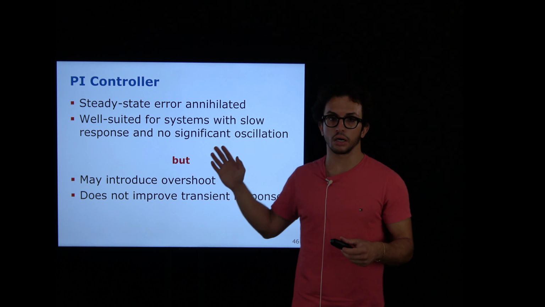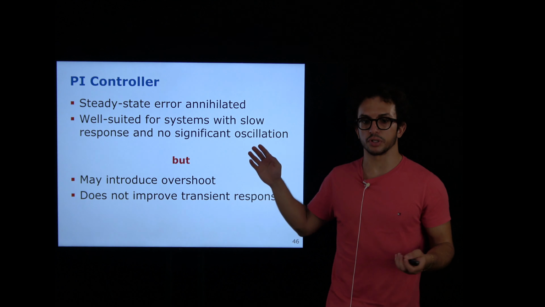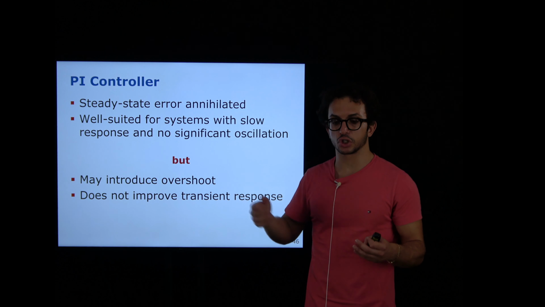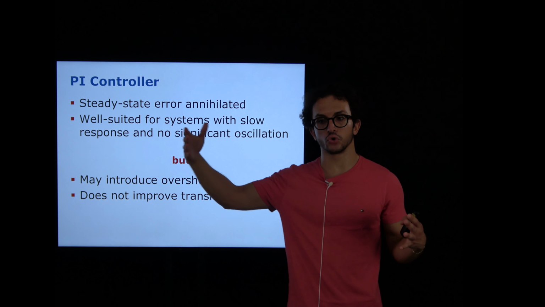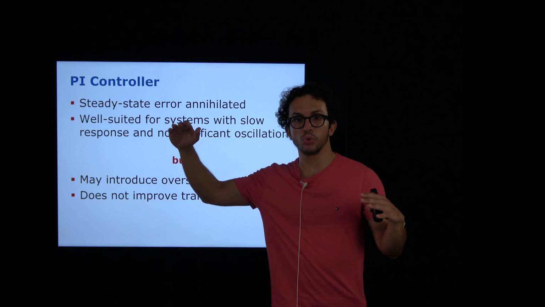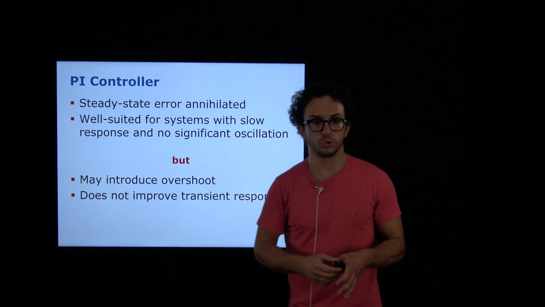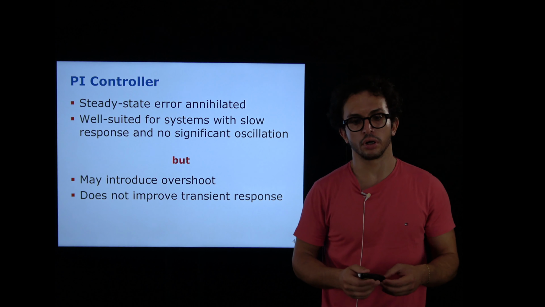We don't care if the response is slow, and maybe we don't have any oscillation, like it's just something that goes to the set point smoothly and stays there. This is the kind of system that we want to use the PI controller for.